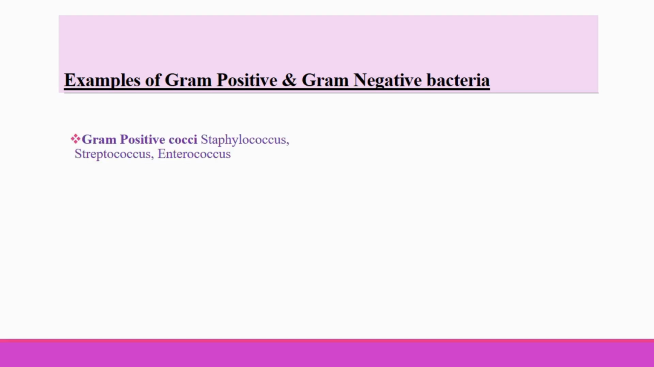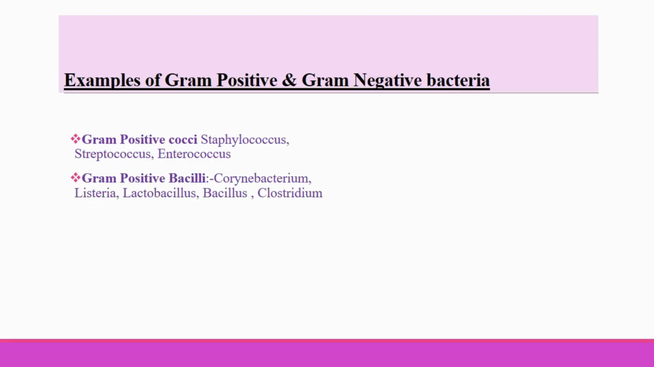So the first is gram-positive cocci, which are mainly Staphylococcus, Streptococcus, and Enterococcus species. Second is gram-positive bacilli. Examples are Corynebacterium, Listeria, Lactobacillus, Bacillus, and Clostridium. Third is gram-negative cocci, that is Neisseria gonorrhoeae and Neisseria meningitidis and Moraxella.